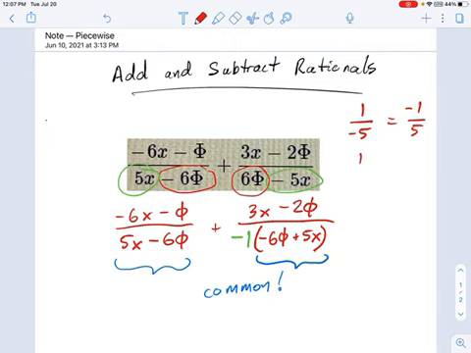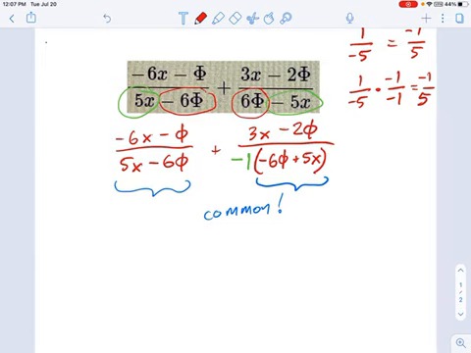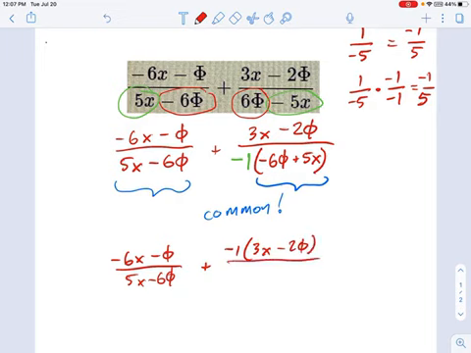Or, if you prefer, you can think of it this way. I'm going to take that 1 over -5 and multiply it by a crazy 1. My crazy 1 is -1 over -1. And that produces a -1 over positive 5. Okay, so let's take that negative sign and move it up top. This will give me -6x minus phi over 5x minus 6, the original unblemished fraction from the right, from the left. And now I'm going to add -1 times 3x minus 2 phi. Okay, I moved that -1 up top.